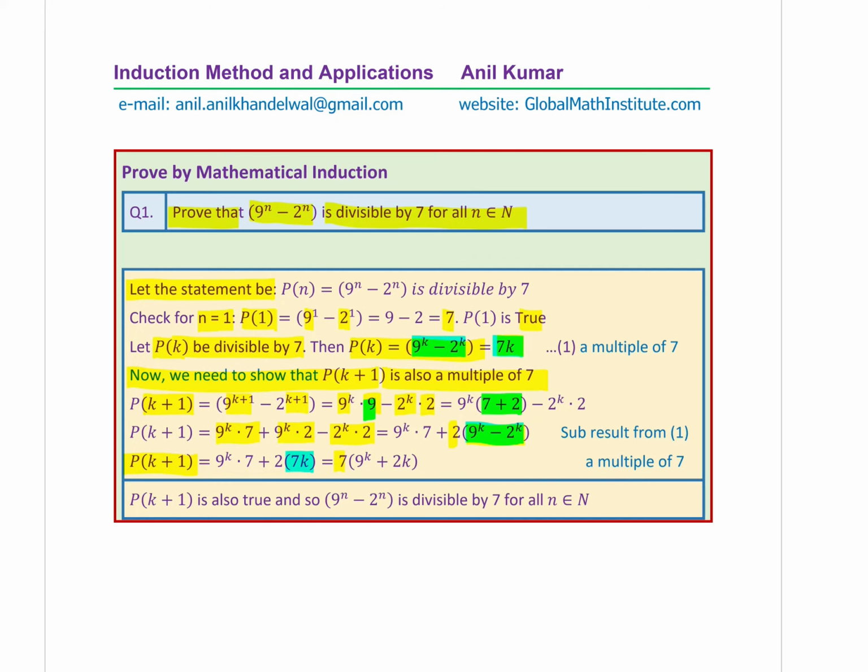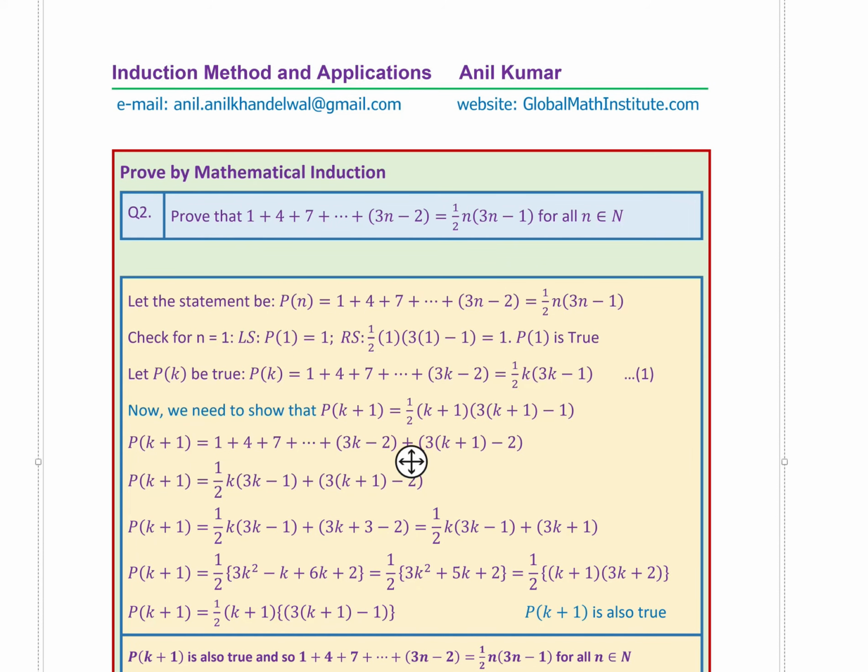Now here, let's look into question number 2, which is kind of similar, but a different algorithm altogether. Prove that 1 plus 4 plus 7 plus so on. So this is a series where we are adding by 3 each time. Arithmetic progression, correct? Arithmetic series, I should say, we are adding them up. Plus 3n minus 2 equals half of n times 3n minus 1, for all n belonging to natural numbers. Clear?